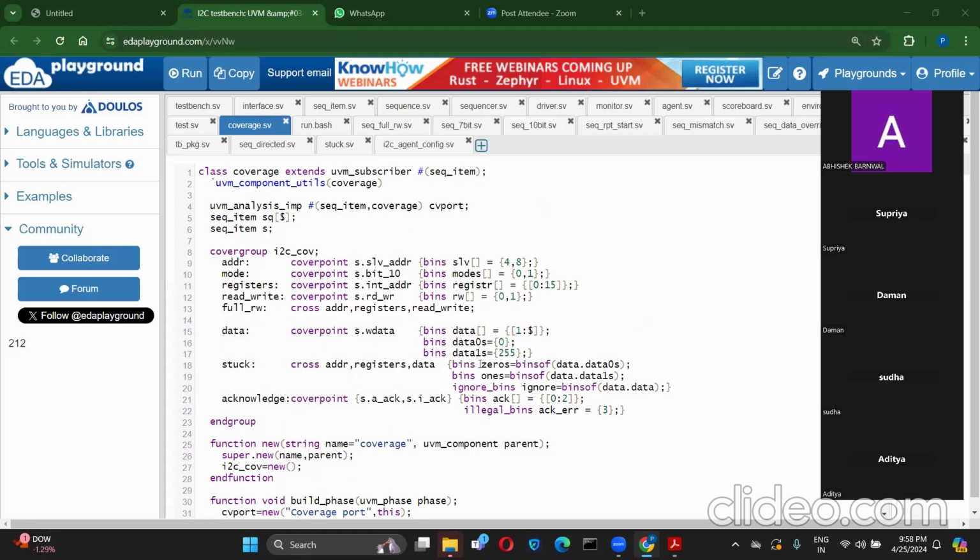And then we are writing bins zeros is equal to bins of data dot data zeros. So how is this happening? Bins of data means this cover point. With this, whichever bins they have got here, those things they are using. Using the other cover point also, we can try to create the other bins. So you can think of it this way also. Bins of means those particular cover point bins will come here. Okay.